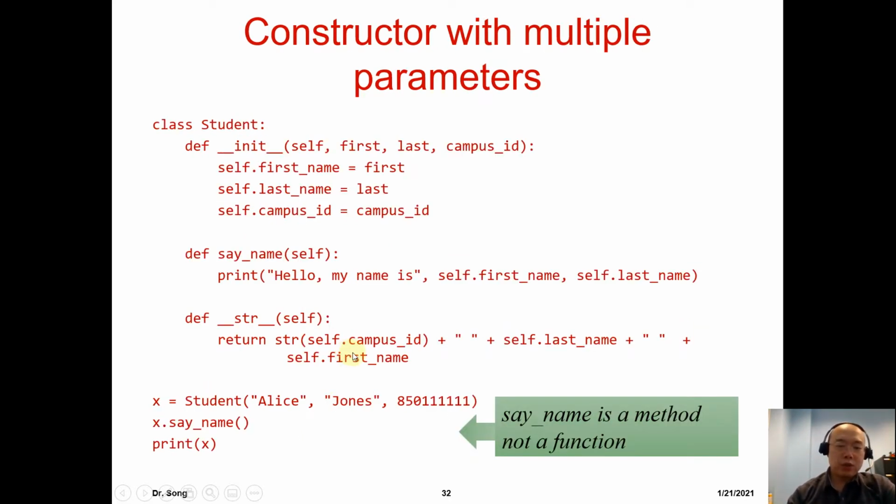For the constructor, we can do multiple parameters. For this constructor, I'm using the first name, the last name, and the campus ID. So we are sending the first to the first name, the last to the last name, and the campus ID to the campus ID. So there are a total of 3 attributes in the class of the student.